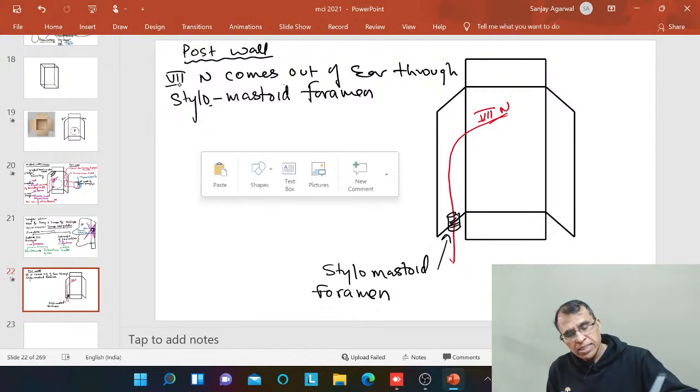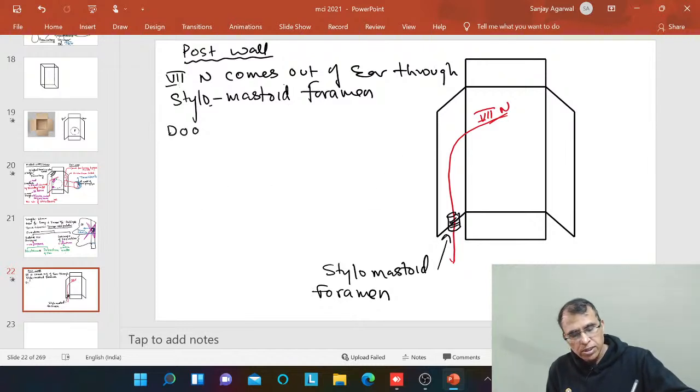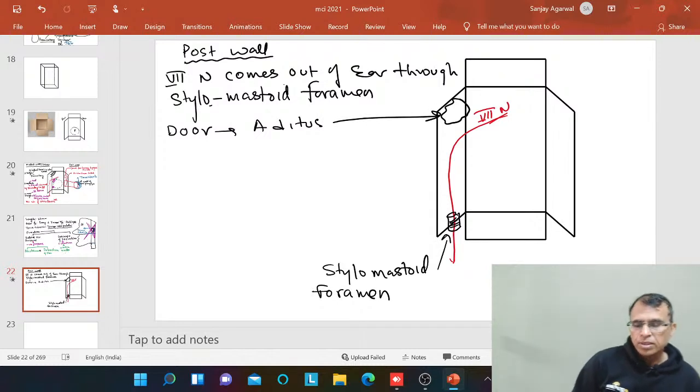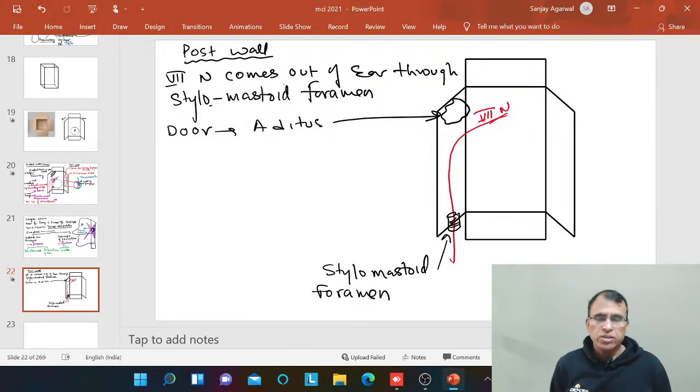The upper part has a door. There is a door here like this, and this door is called aditus. So this is your aditus. So these are less important things: facial nerve, stylomastoid foramen, aditus, and all that. There are three things which are very, very important. So we are coming to the most important names on the posterior wall.